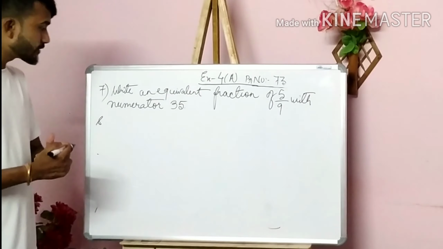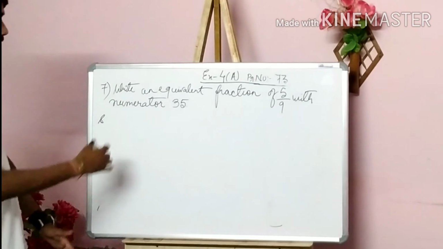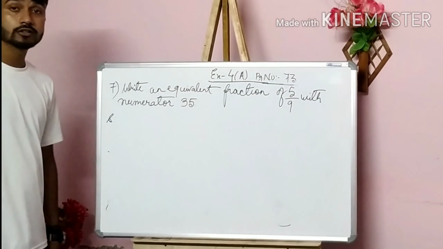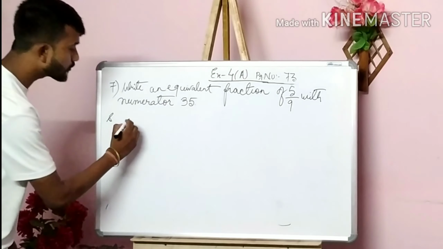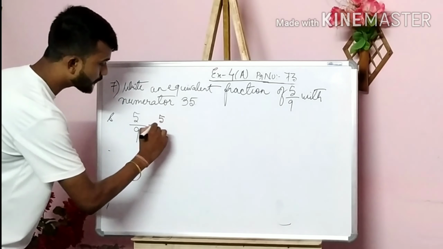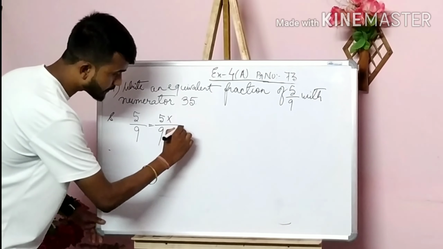Okay, so students, you see here, earlier we did question number 6. Now we are going to question number 7. Write an equivalent fraction of 5 by 9 with numerator 35. So you see, again I am going to write in the same way. 5 by 9 I have written. I have written 5 and I have written 9 here.